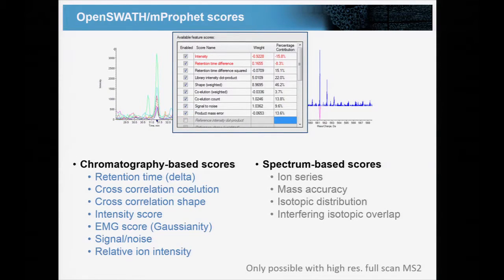And I just want to point out that you already did this tutorial, so you recognize all these scores, right? These are basically the same set of scores that are included in Skyline. You did it for SRM data, so you mostly had these scores, but some of these grayed out ones that you probably couldn't select relate to this high resolution MS2 data.